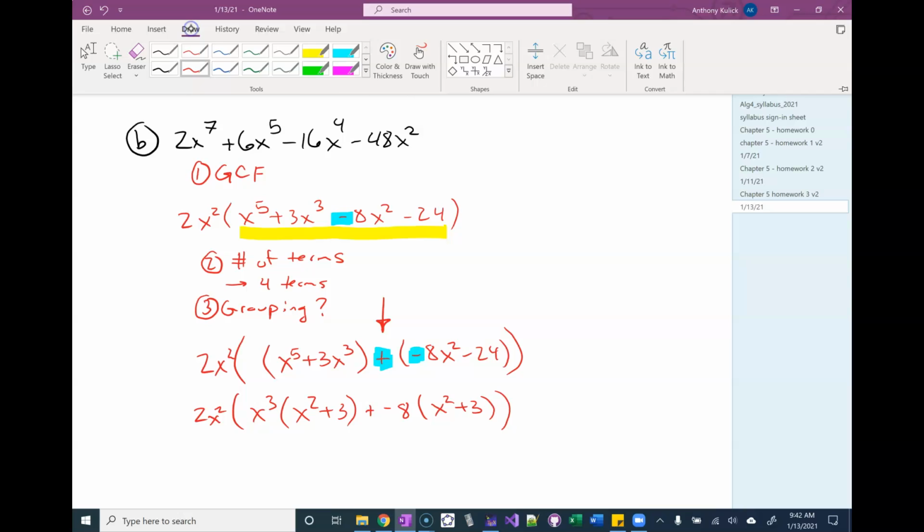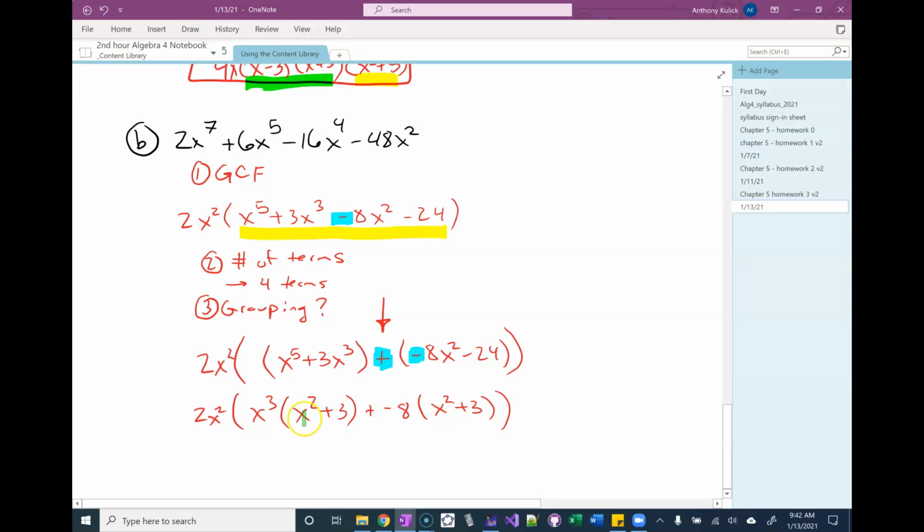And now to determine whether this is factorable by grouping or not, we check these 2 pieces and make sure that they're identical, which they are. So this is factorable by grouping. So we can continue this process.